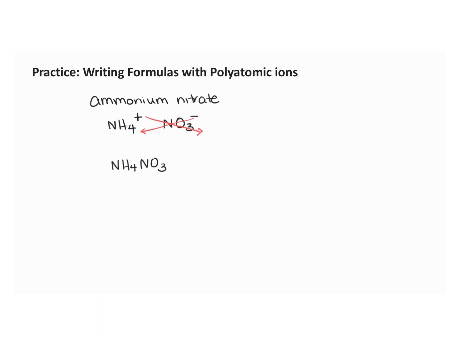Now, in this case, both of these polyatomic ions, there's just one of them. But you are also going to have situations where there's more than one. So, for example, let's look at chromium 3 perchlorate.